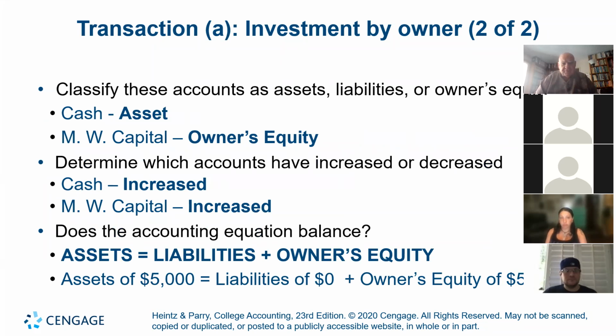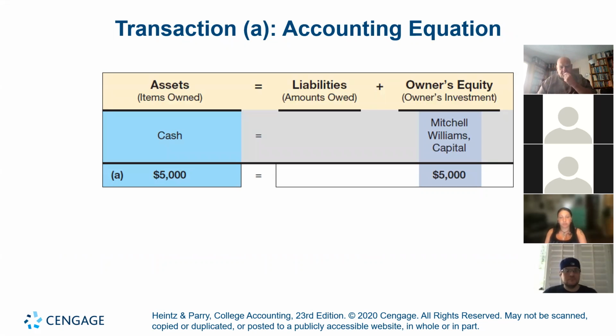So they're taking you through this process here. Cash is an asset, capital is part of owner's equity. Cash went up, and so did the capital. So let's take a peek at your accounting equation. And there it is to start. Pretty simple, huh? There was no business before. Now he put $5,000 into the business, and the business is now worth $5,000 on paper.